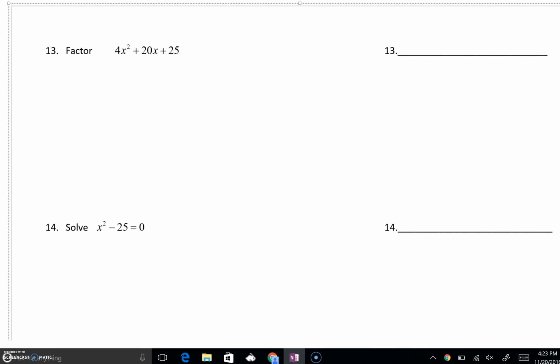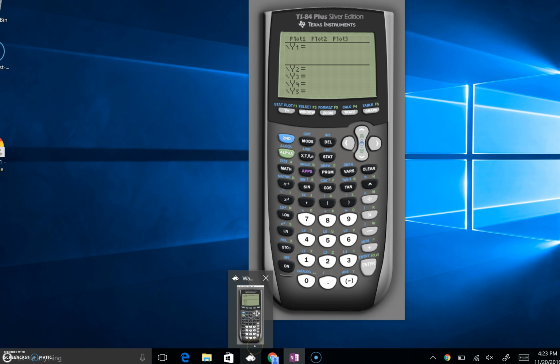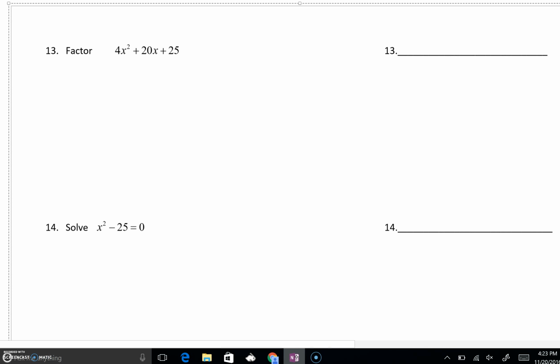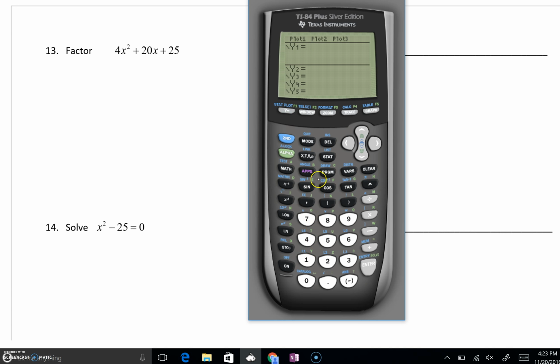Finishing up with our last three problems, our first problem, number 13, is actually going to be one where we have to factor. And we'll get our calculator out here and go to y equals and type in 4x squared plus 20x plus 25. And as soon as you hit graph, you're going to see something that looks very different.